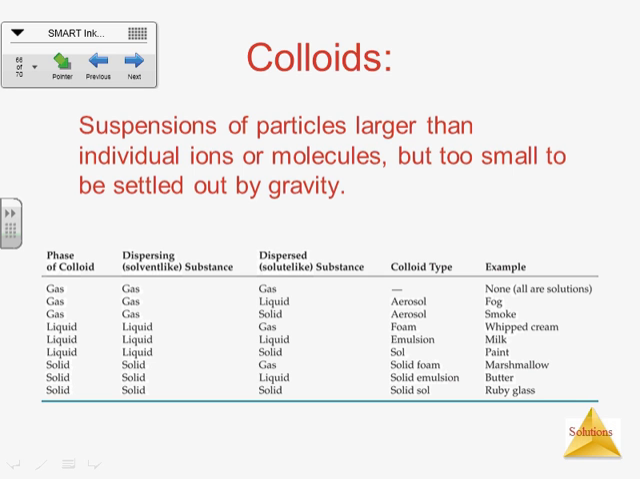Okay, so this is a little different. This is examples of colloids, like fog, smoke, whipped cream, milk. The proteins in the milk actually form a colloid. Paint is a colloid. Marshmallows, butter. All of these things have larger molecules in them. They're large enough that it's not just a homogeneous solution, but not so big that we would call them heterogeneous either. They just fall in that in-between range.